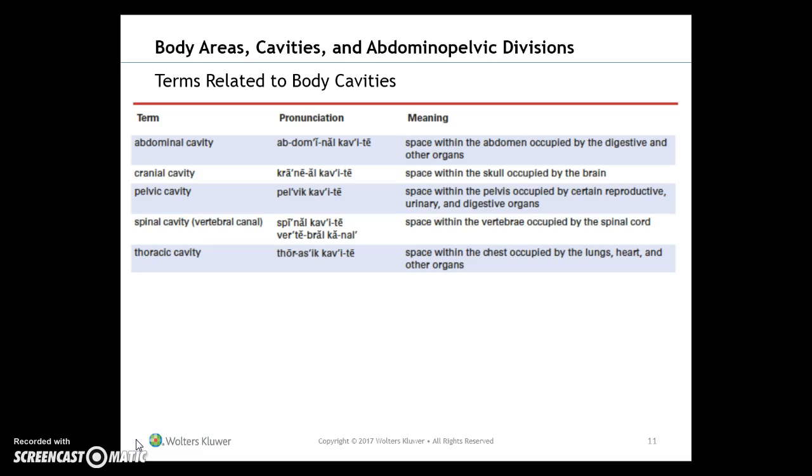Additionally, we as healthcare professionals, or you as future healthcare professionals, will use medical terminology to refer to specific areas of the body and to identify these precise locations. So the tables in this PowerPoint and in your chapters introduce the terms used for different areas of the body, cavities within the body, and clinical divisions of the abdomen. Here, these terms are abdominal cavity, cranial cavity, pelvic cavity, spinal cavity, and the thoracic cavity.